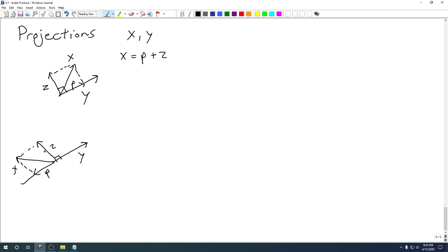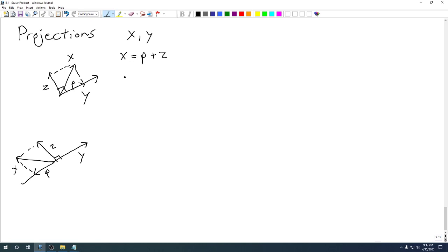Or technically there's also the case where x is already perpendicular to y, and in that case the projection is just going to be the zero vector, because if we drop a perpendicular, we're just going to drop it down to where x started in the first place. But we can always set it as x equals p plus z, where p is parallel to y, and z is perpendicular or orthogonal to y.